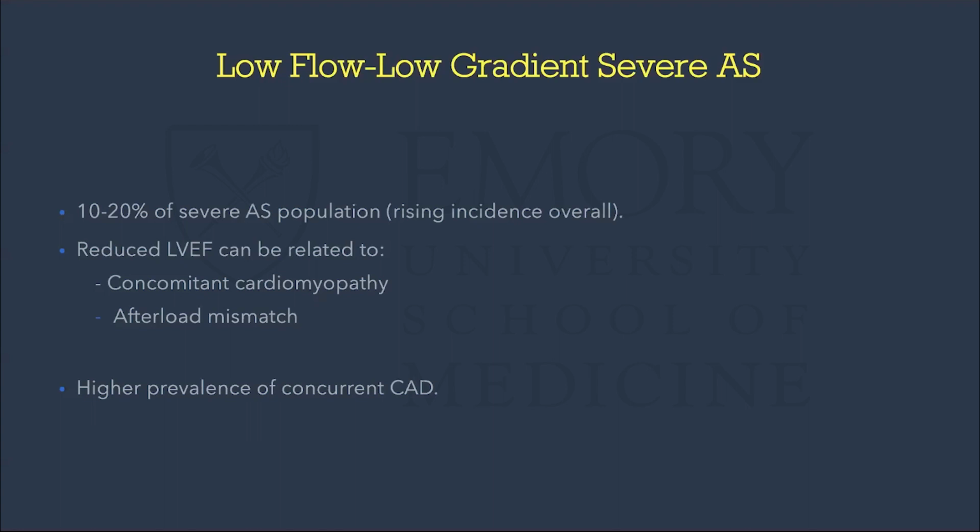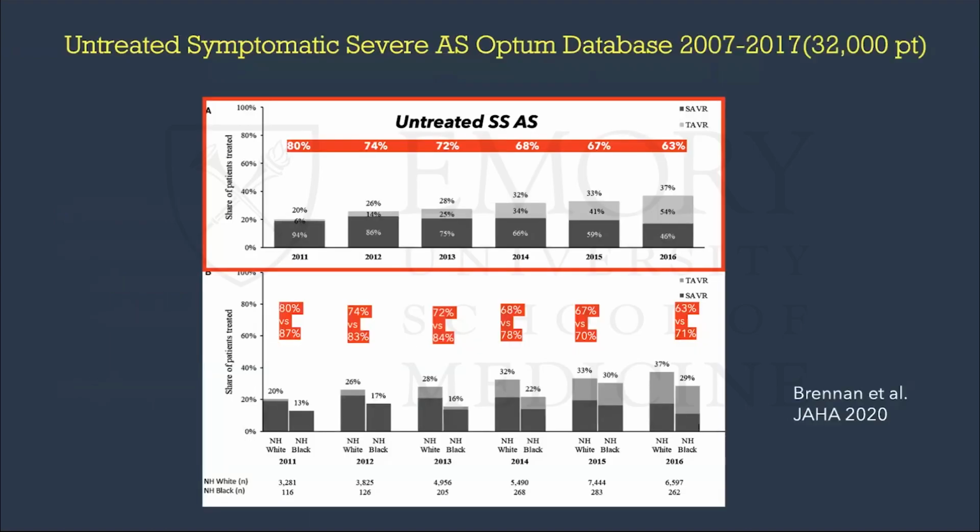So low flow, low gradient severe AS affects about 10 to 20% of the severe AS population. There's a rising incidence overall due to the rising number of older patients and older populations. In these patients, reduced ejection fraction could be related to concomitant cardiomyopathy, whether ischemic or non-ischemic, and also could be related to afterload mismatch. There is a higher prevalence of concurrent CAD among these patients than other severe AS populations.